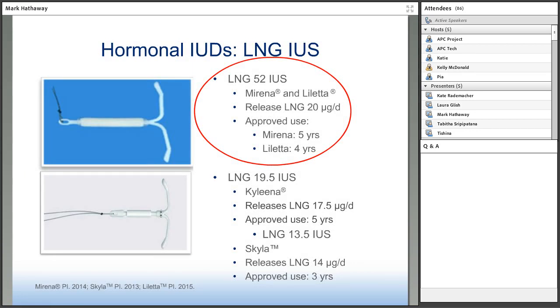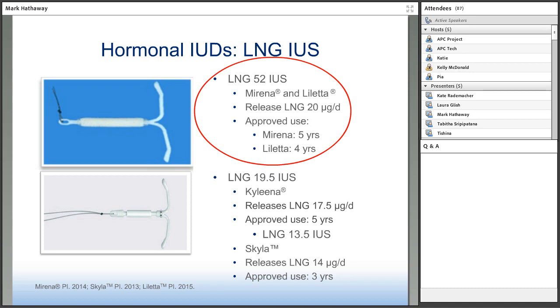This is a picture of a couple of the types of hormonal IUDs, levonorgestrel intrauterine systems. The one that we're primarily going to talk about today is the levonorgestrel 52 milligram releasing system. Once it's placed in the body, the release is about 20 micrograms per day, and that's enough to prevent pregnancy.